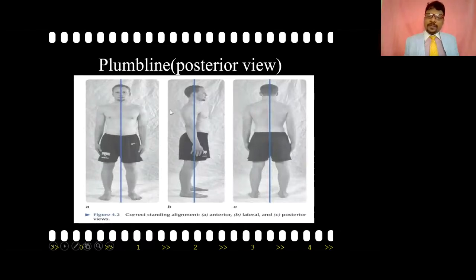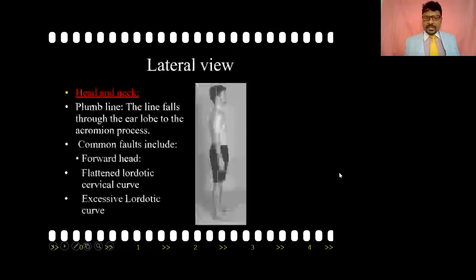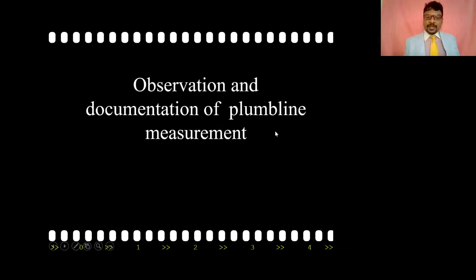So we can easily find out if there is any rotational problem in the neck, shoulder depression or hiking, shoulder drooping, or bending towards one side, or any scoliosis, kyphosis, spinal vertebral problem, or chest wall problem. We can easily understand this during the anterior plumb line test and also the posterior plumb line test. So what changes are we going to observe in all this? Observation, documentation, and plumb line measurements.